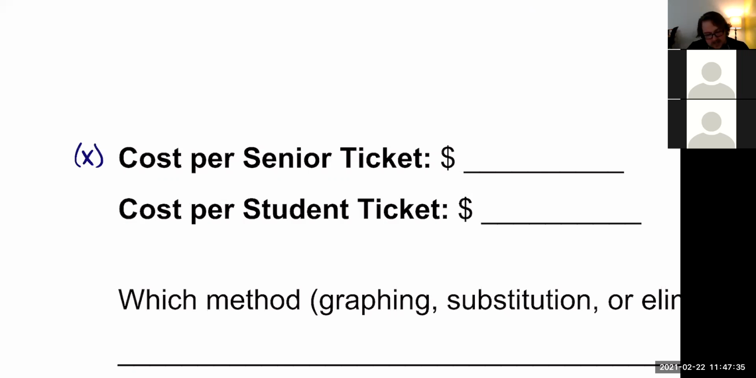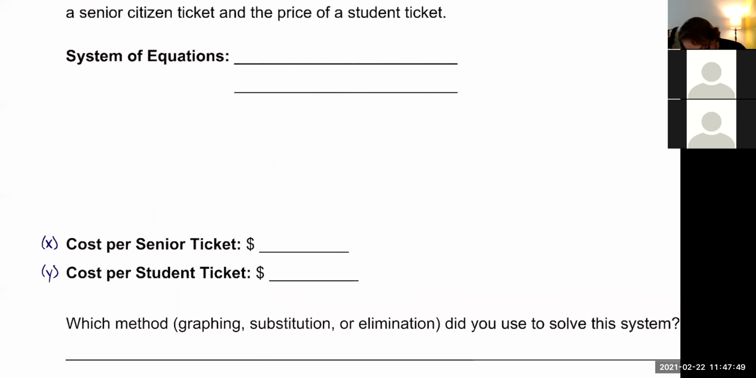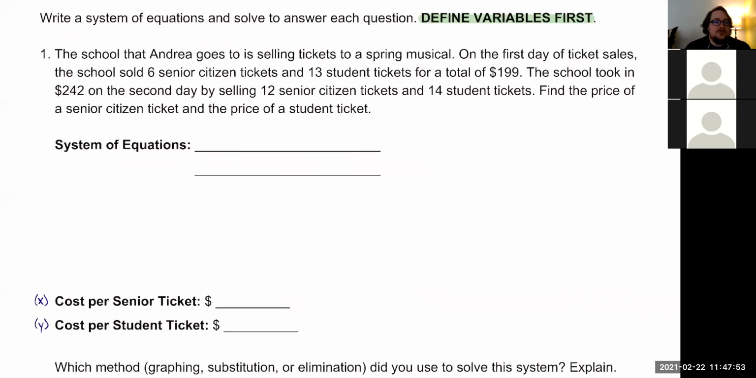So I'm going to say that my X is going to represent the cost per senior ticket, and that my Y is going to represent my cost per student ticket, just so I don't have to retrace my steps later when I find the X and Y. But with that information now identified, as I read through this, I need to be thinking about two separate equations that I can write. So it says that the school that Andrea goes to is selling tickets to a spring musical. On the first day of ticket sales, the school sold 6 senior citizen tickets and 13 student tickets for a total of $199. The school then took in $242 on the second day by selling 12 senior citizen tickets and 14 student tickets. Find the price of a senior citizen ticket and the price of a student ticket, which are my variables that we've already identified.